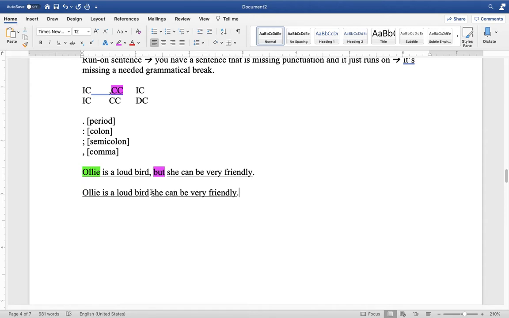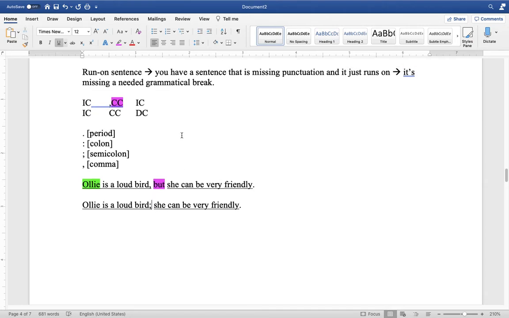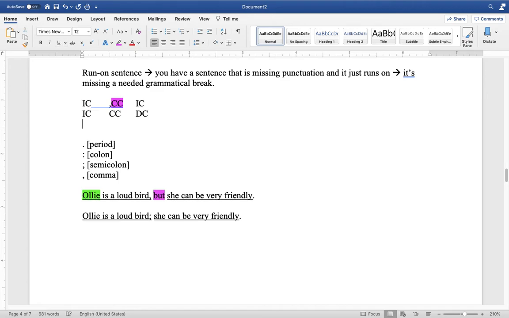So this is a place where you could add a semicolon, although I wouldn't do that. I mean, you can do a semicolon because a semicolon, if you have a complete thought, an independent clause, and you have an independent clause, you can use a semicolon. That's the only time you can use a semicolon.